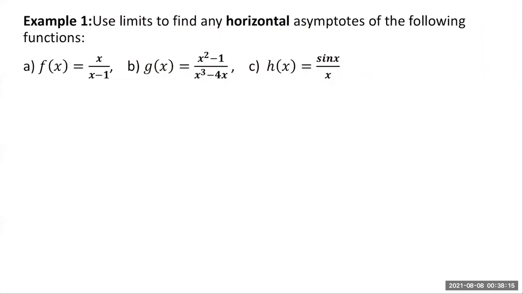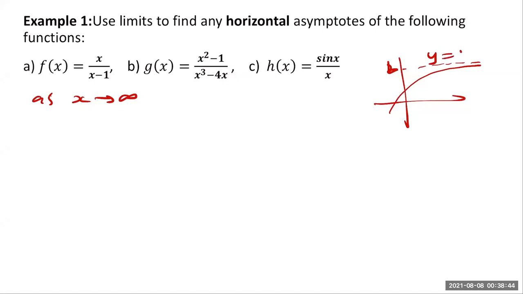Right, now let's look at some examples. Here is the example that I want to look at. Use limits to find any horizontal asymptotes of the following functions. How do you find the horizontal asymptotes? Basically, we want to find what happens to my function as x approaches infinity. Would your y value be approaching some nice number, L? In that case, we say that this horizontal line y equals L is a horizontal asymptote, right? So we want to check that.